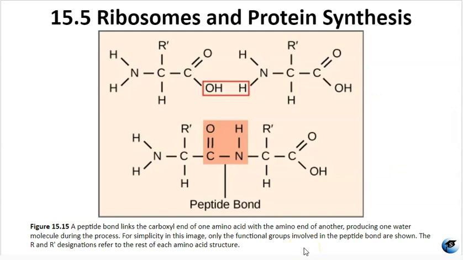Figure 15.15 is showing how a peptide bond links the carboxyl end of one amino acid with the amino end of another. Carboxyl, amino. And it produces a water molecule in the process. These two are binding here, CO and H, CO and H, and then you end up with an OH instead of a double bonded O, and you still have this H here, so this forms water.